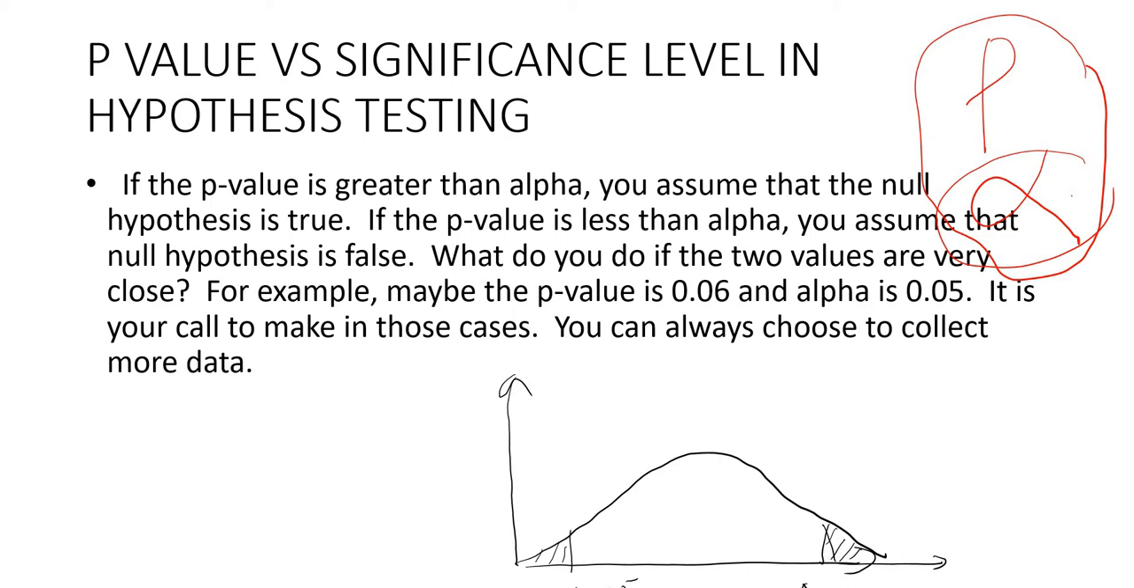If the p-value is greater than alpha, you assume that the null hypothesis is true. Very important. If p-value is greater than alpha, we have to assume that the null hypothesis is true. If the p-value is less than alpha, you will assume that the null hypothesis is false. What do you do if both are very close? You will collect more data. That's what you do. See, this is the critical area. The shaded portion is the critical area from where we start. Here this point will be the alpha value, 0.05, that is 5%.